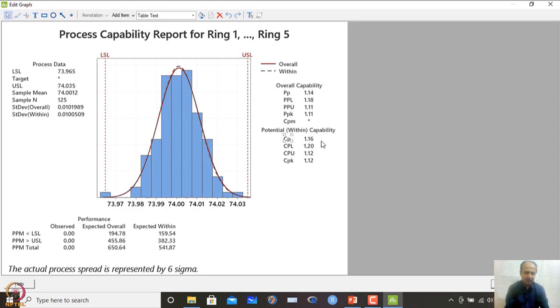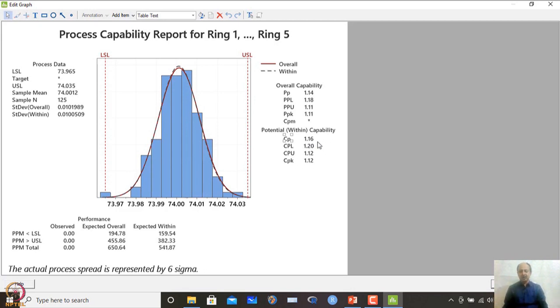What you see, standard deviation within, is basically calculated based on control chart concept, and R bar by D2 is the formulation used to calculate standard deviation within, and many other calculations we will see. So ignore all other information, just see USL and LSL that is given, and the difference between them will give you the voice of the customer, and 6 multiplied by the standard deviation within, which we will calculate next time, will give you the voice of the process. So the ratio of this gives me 1.16.